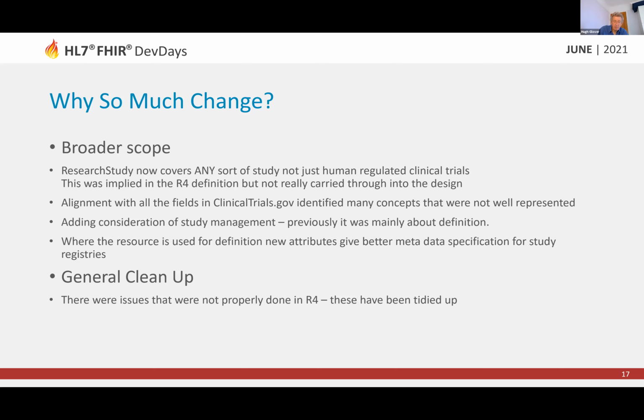At the other extreme, as I mentioned in the process drawings earlier, we tended to think a lot about either registries or the analysis of the data. We didn't think so much about the management, and we've gone through and thought more about the management, and that in turn has added some pieces into it. And there's a general tidy up gone on. There are things that really just had been put into R4, but not put in quite in the way they should have been. So we've gone through and done that tidy up.